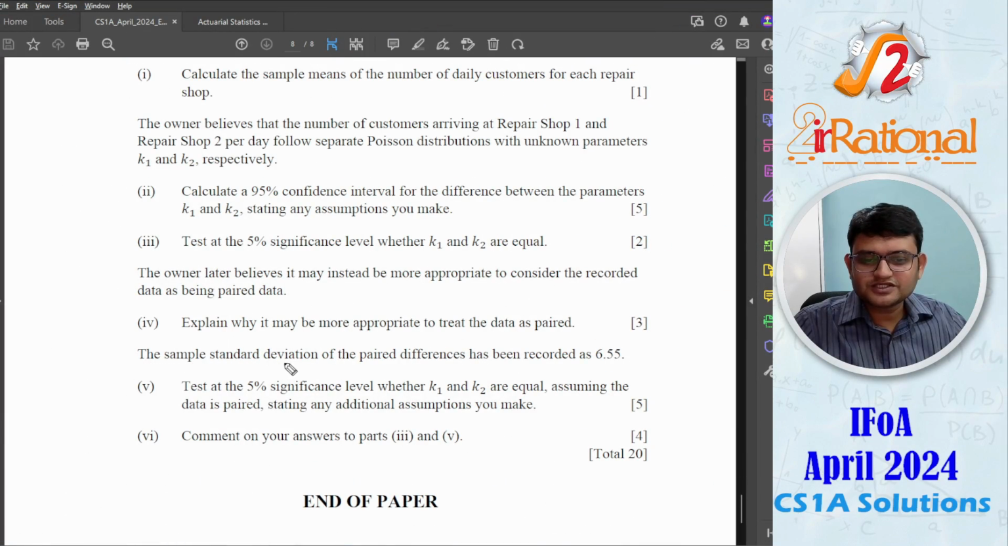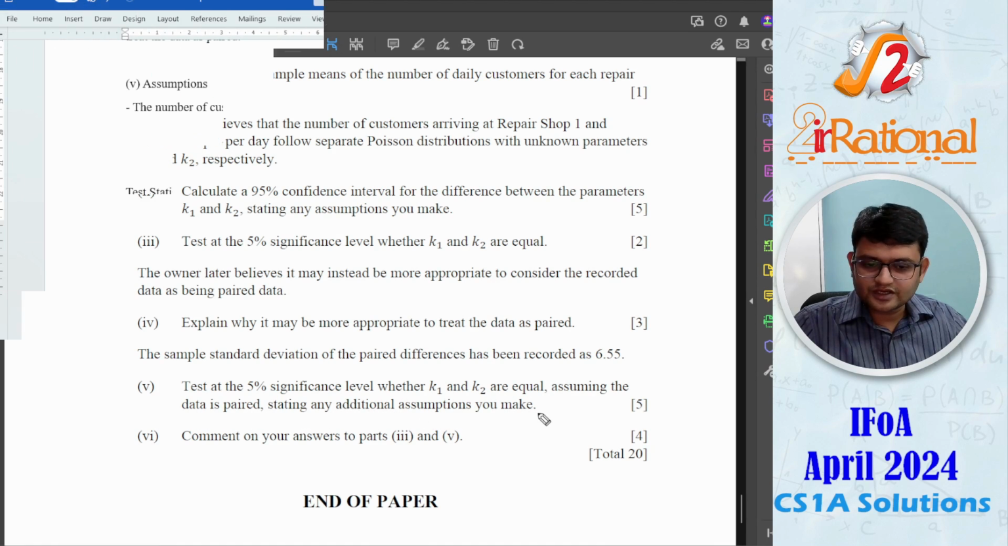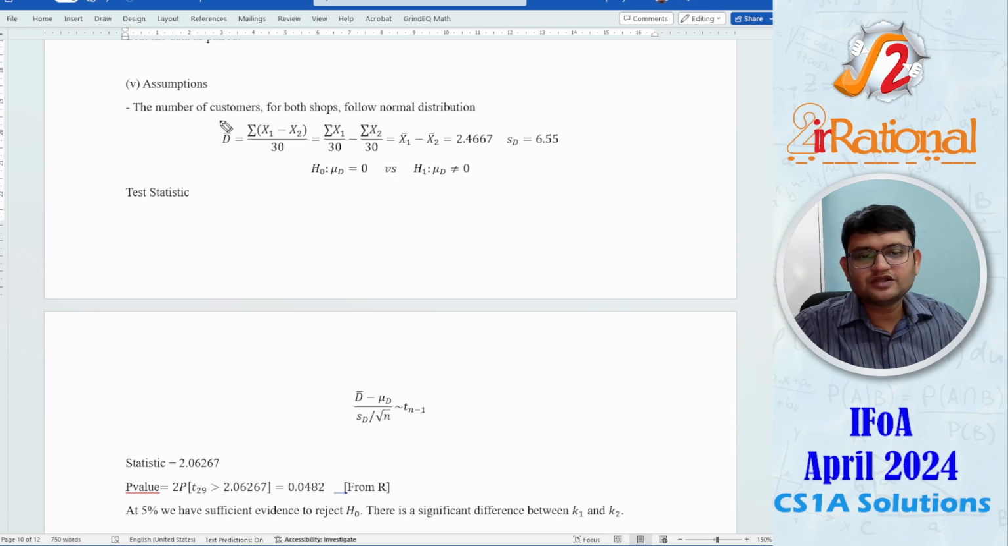Fifth part, the sample standard deviation of the paired differences has been recorded as 6.55. Test at 5% significance level whether K1 and K2 are equal, assuming the data is paired, stating any additional assumption you make. So here I would say the assumption is the number of customers for both shops follow normal distribution. That means I am assuming from the beginning those distributions are normal. Then we'll calculate the D bar, that is just x bar 1 minus x bar 2, and SD is given as 6.55. Our hypothesis is that mu D is 0 or mu D is not 0.